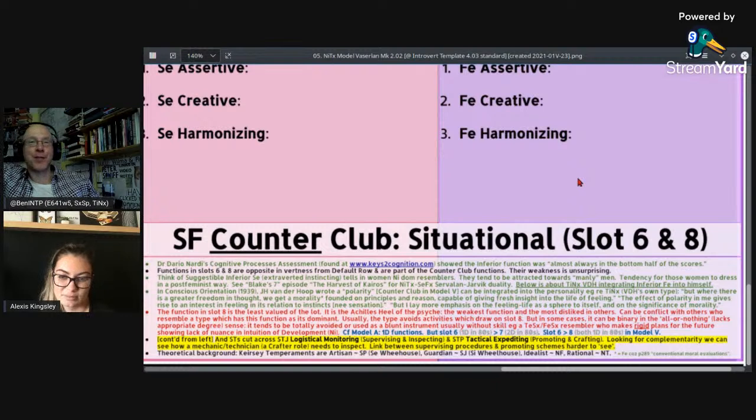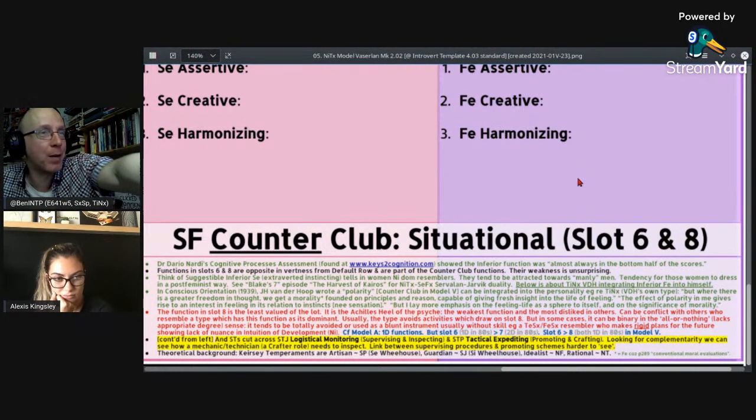Tendency for those women to dress in a post-feminist way. See Blake's 7, episode Harvest of Kairos, for NITX, SEFX, Servalan, Jarvik duality. Below is about TINX Vanderhoop integrating inferior FE into himself. In Conscious Orientation, 1939, J.H. Vanderhoop wrote a polarity counter-club in Model V can be integrated into the personality, e.g., a TINX, that's Vanderhoop's own type, we would call that INTP preferences. And here we go. But where there is a greater freedom in thought, we get a morality, and by that he meant conventional moral evaluation, so FE.